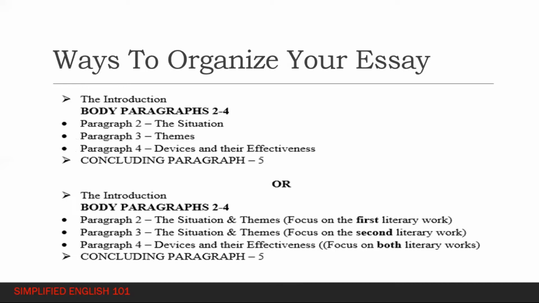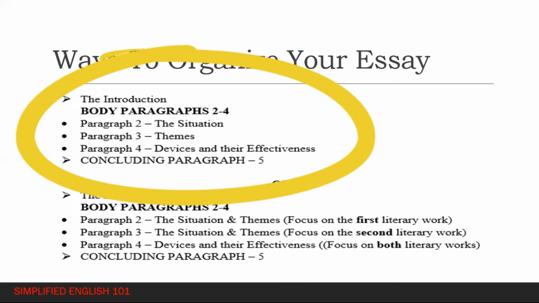In organizing your essay, you want to first have your introductory paragraph. Your introductory paragraph is followed by your body paragraphs, which will be paragraphs 2, 3, and 4. Then you want to have your concluding paragraph. Notice that for your body paragraphs, paragraph 2 focuses on the situation, which is the first part of the question, and we're going to be going over that a little bit. Paragraph 3 mentions the theme, which means that for this paragraph, you're going to talk about the theme, or the second part of the question, in this paragraph only, for both pieces of work. And in your fourth paragraph, your third body paragraph, you're going to talk about the devices and their effectiveness for both poems or short stories. Then, of course, you conclude.